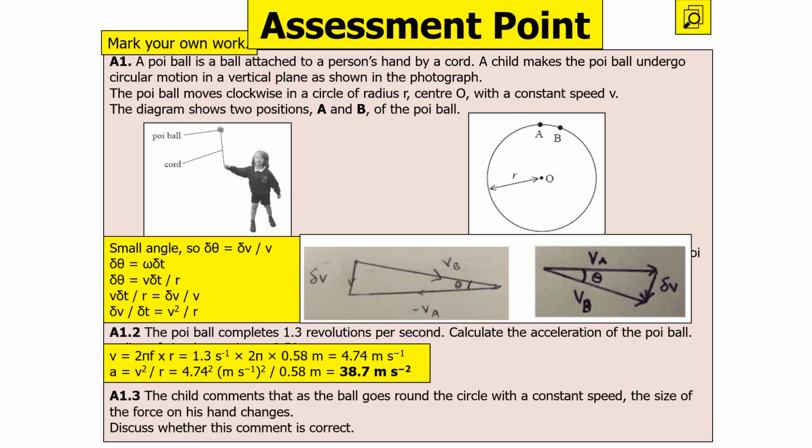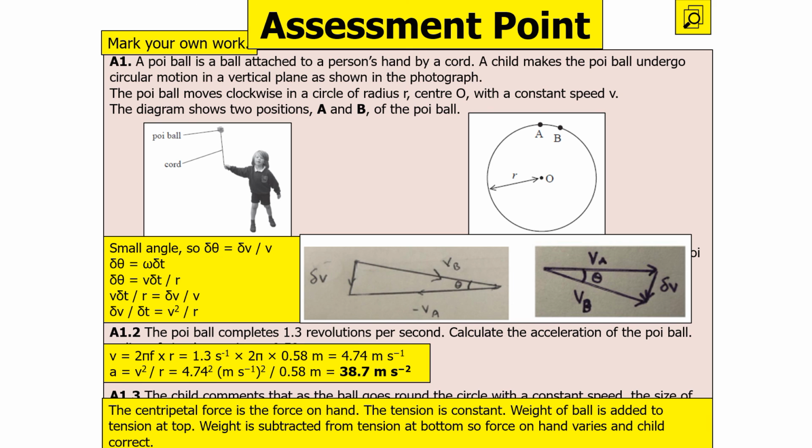In this next question we can say, right, well, v equals 2πf times by r. So we can say it's 2π times by 1.3 revolutions per second, because that is in fact the frequency, times it by the radius. You get 4.74 meters per second, and then a equals v squared over r. Pop in all the values, 38.7 meters per second squared. Now the child's claim is correct because the centripetal force is the force that he feels on his hand.